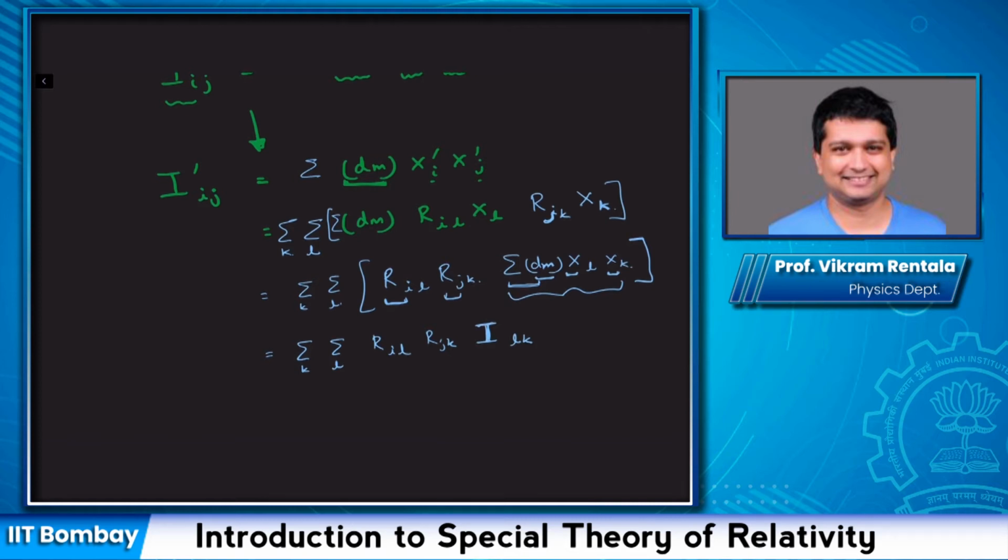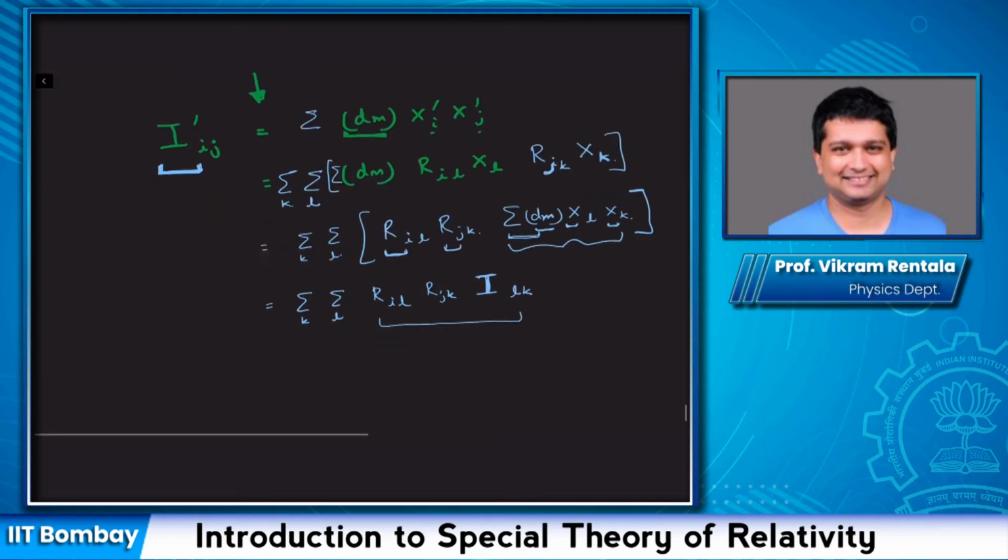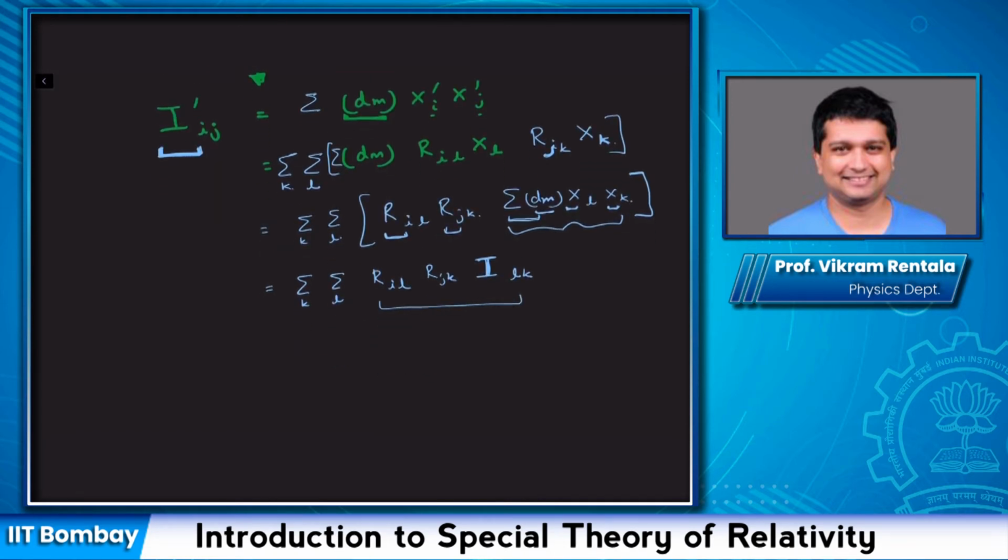So the transformation rule for the moment of inertia tensor I prime looks like this, in index notation. But we could write this in matrix notation. If we think of I prime as having two indices, i and j, we can think of the matrix I prime as being related to the matrix I by the following transformation. This looks like R dot I dot R transpose.